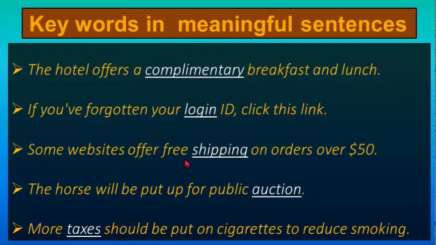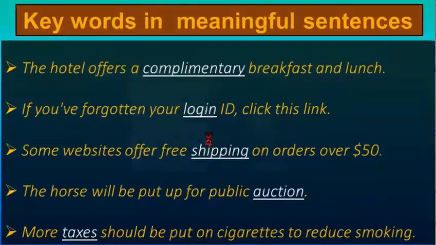Some websites offer free shipping on orders over $50, for example. So if you buy something which is over 50, you can get free shipping. It means free delivery. The horse will be put up for public auction. So whoever pays more will get the horse. This is called an auction. The last sentence: more taxes should be put on cigarettes to reduce smoking. One of the ways to reduce smoking is to put more taxes on cigarettes. So these are the words of the list.